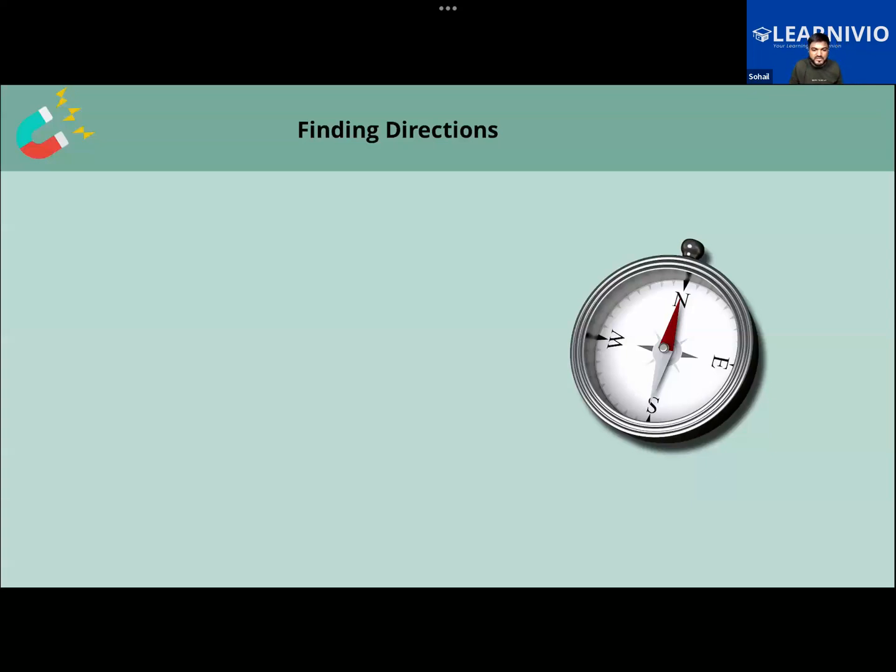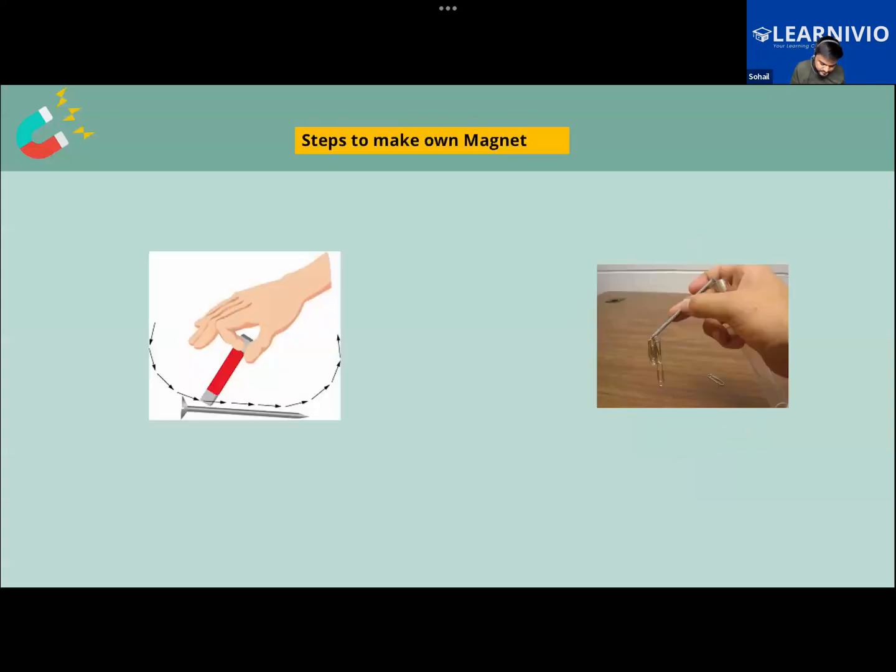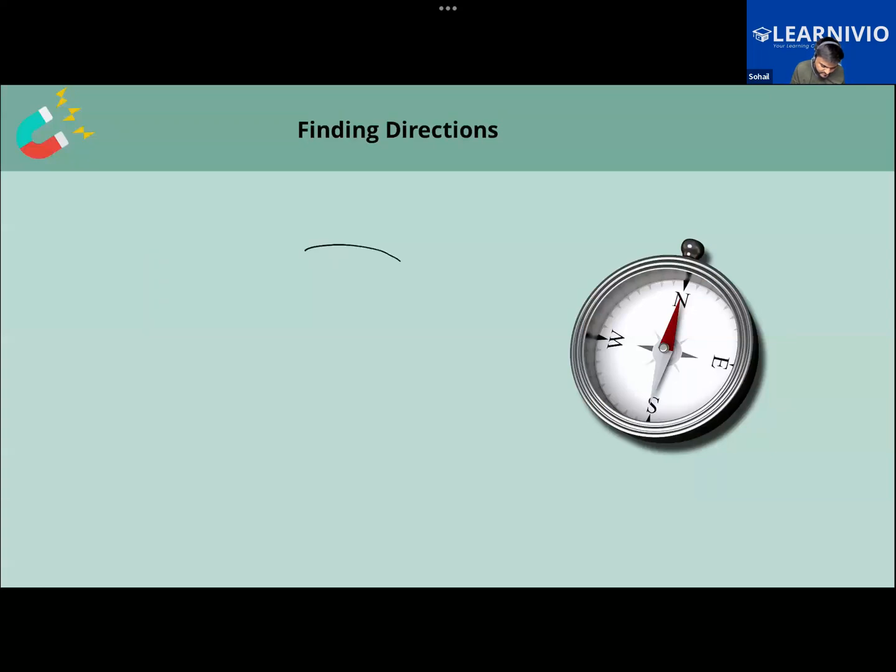Just try to understand it in this manner. Let's say I were to take a piece of magnet here, and freely suspend it with a thread. It will always align itself in the north-south direction of the earth. This is our Earth. This is the North Pole, and this is the South Pole of the Earth, right?